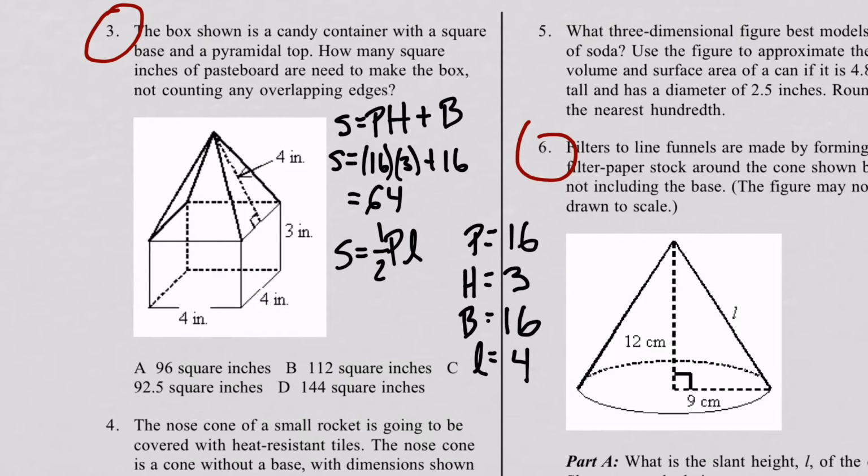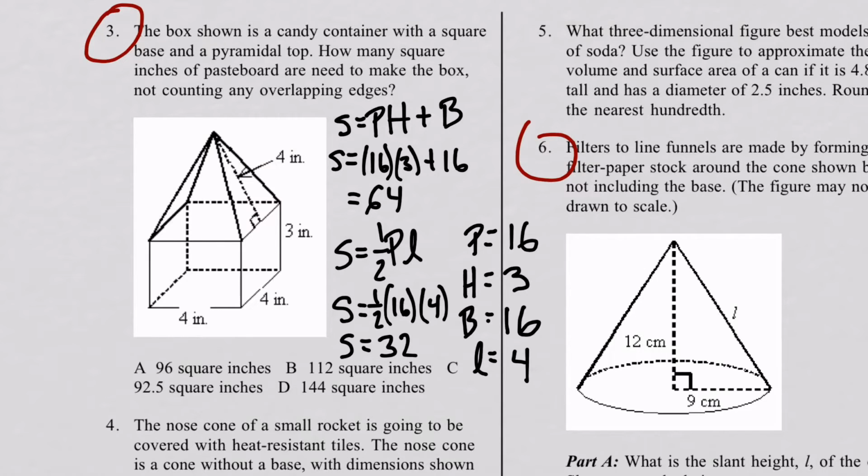For the second, the pyramid, surface area is 1/2 times the perimeter, which is 16 again, and L, the slant height, which is 4. So that's 8 times 4, because 1/2 of 16 is 8, times 4 is 32.